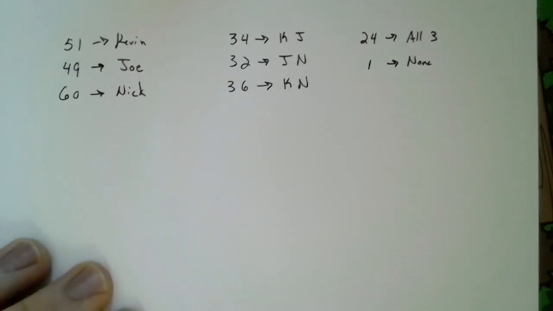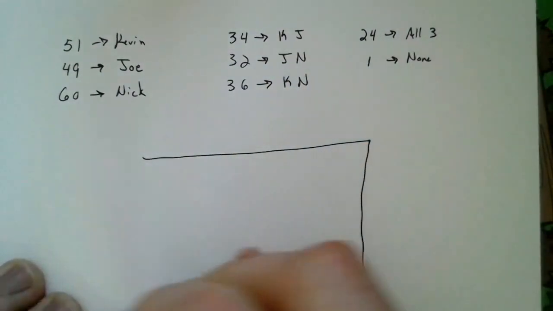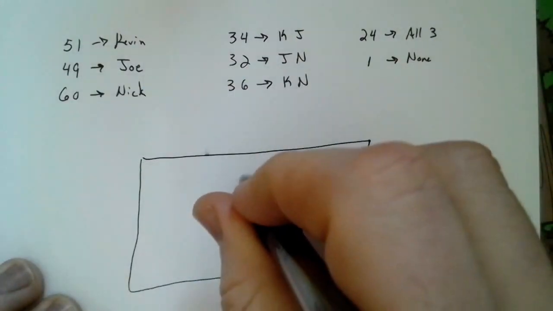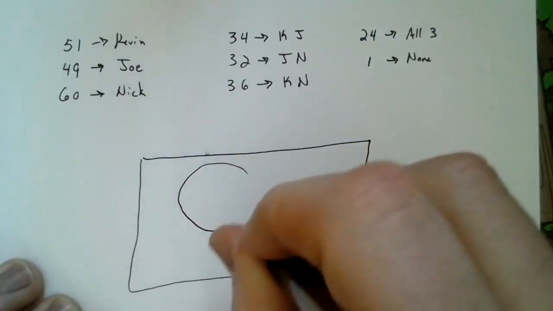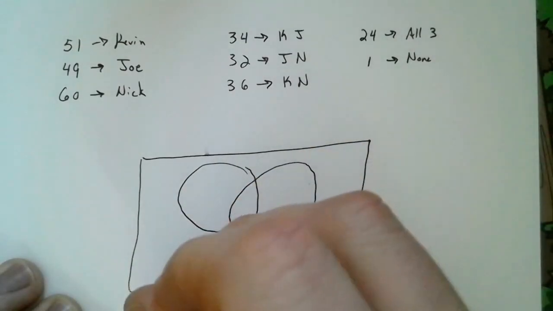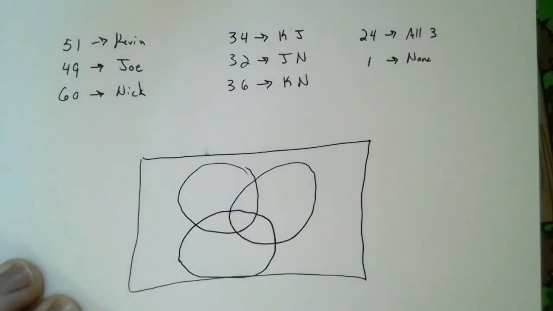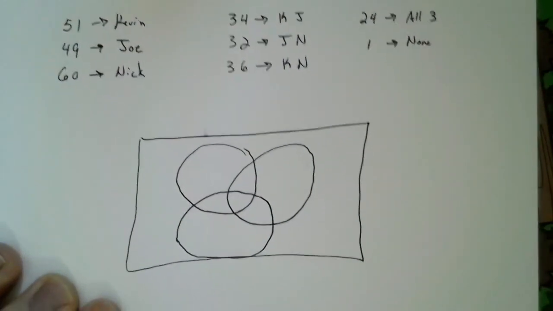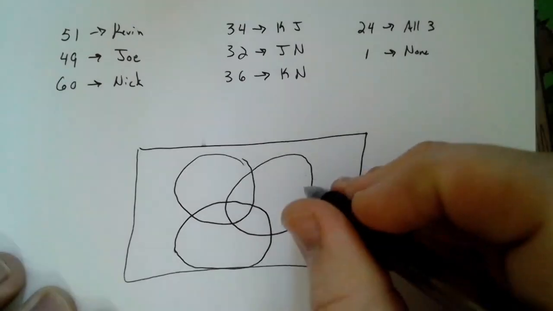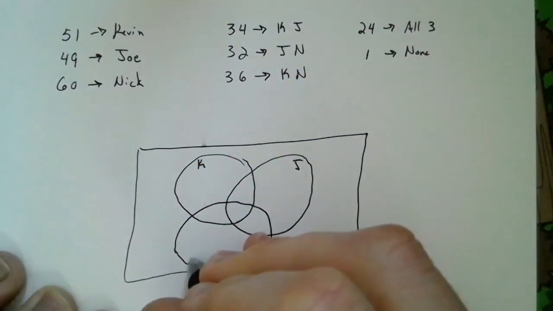So now here, when we take a look at this one, I'm going to draw it slightly larger, give myself a little bit more room, right? We need 3 circles, right? So 1, 2, and then here, 3, right? So here are our 3 circles, right? And we can label them whatever we want, but it's probably going to make sense to go with Kevin, Joe, and Nick.